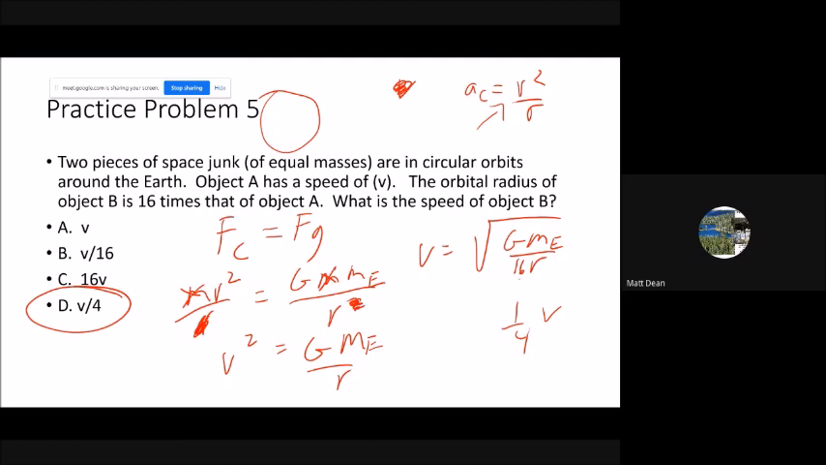The way I derived mv squared over r is that this is the equation for the net centripetal force acting on an object. Remember that net force is m times a. So mass times this a gives mv squared over r. Does that make sense?